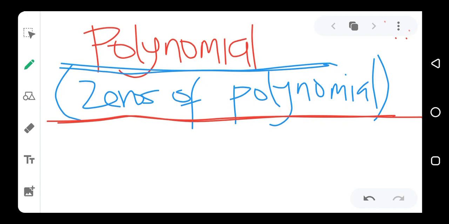Today we are going to continue with our discussion on polynomials. We talked about the concept of polynomials and arithmetic of polynomials in previous classes. Today we want to focus our attention on the zeros of polynomials. When we are talking about the zeros of polynomials, we are simply talking about the roots of polynomials.